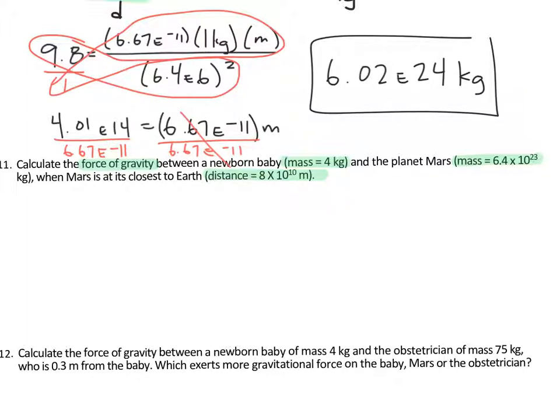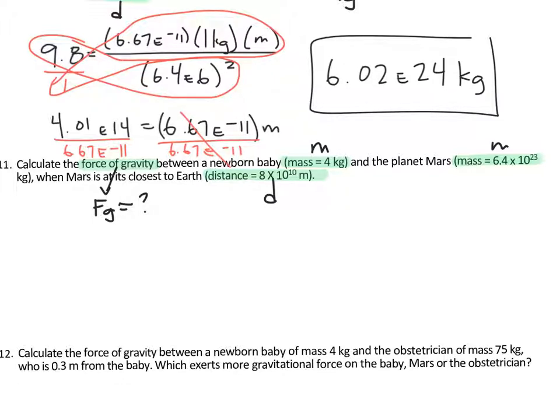Okay, so this is D, this is M, and I want to solve for Fg. Fg is my unknown. Okay, so same equation as above.